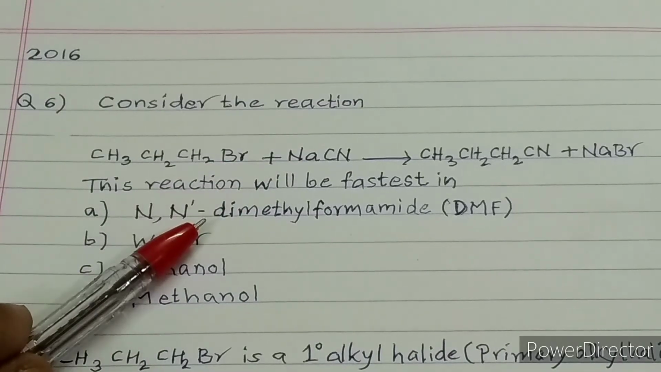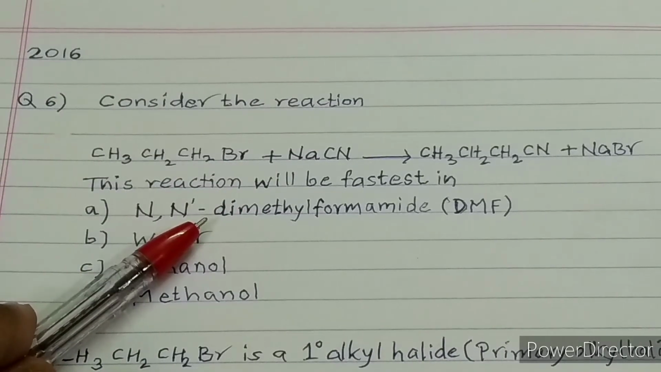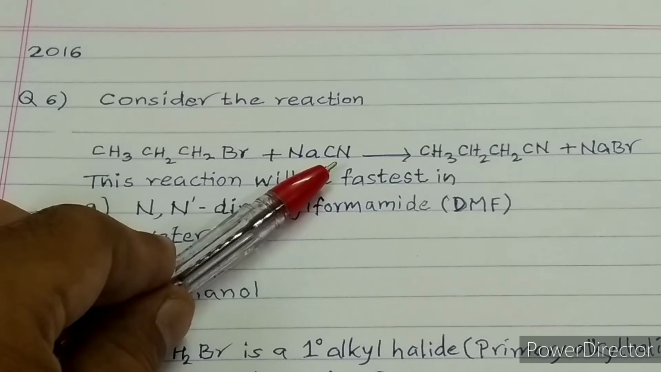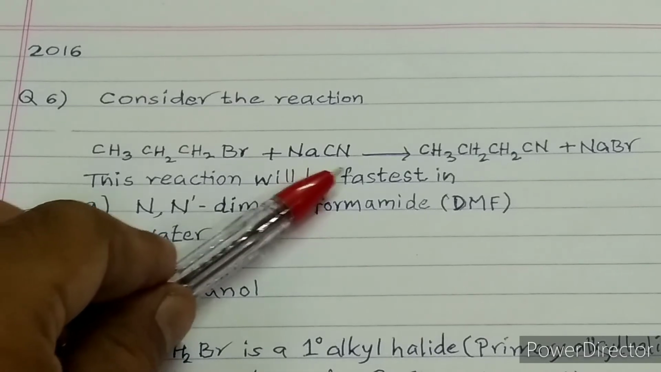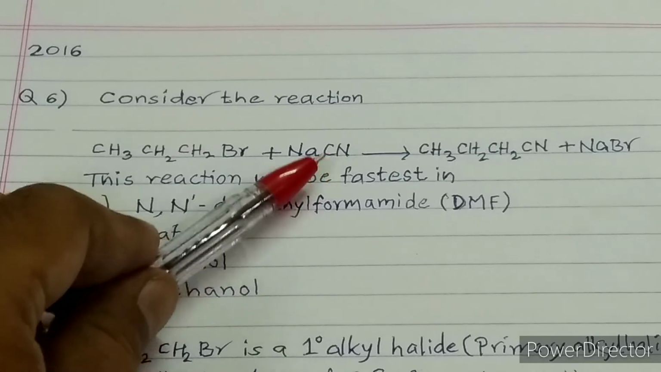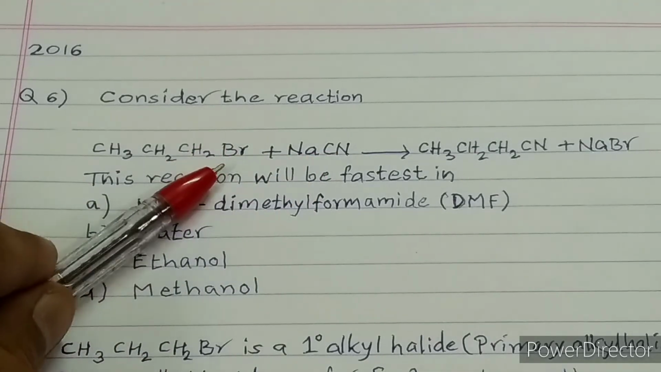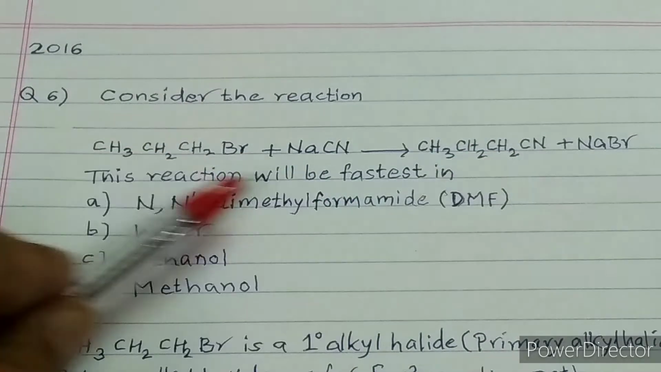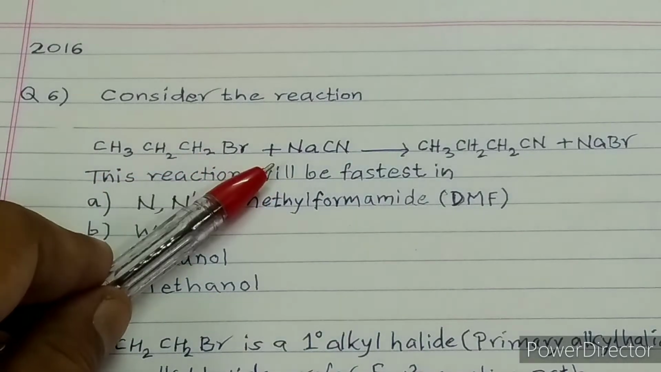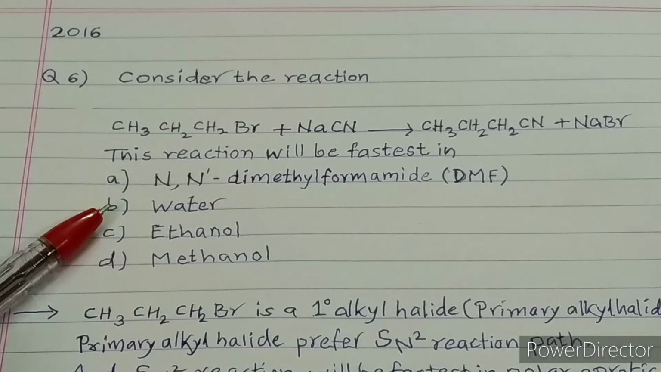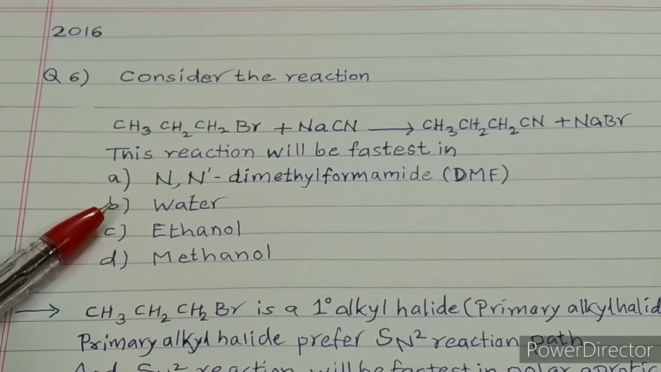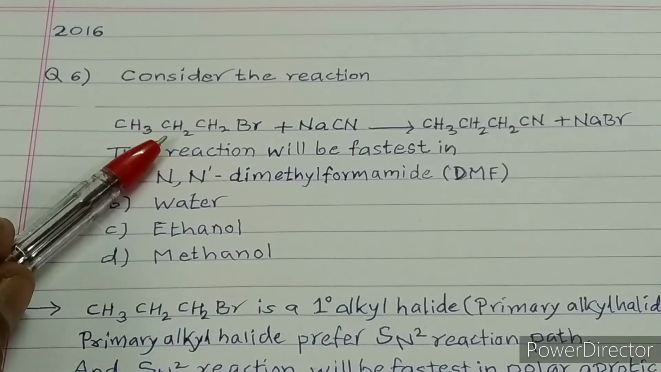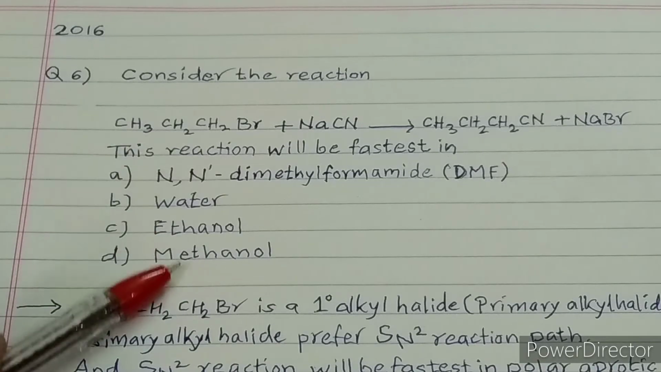To solve such type of questions, first of all, we have to decide what type of reaction this is. If you look at the reactant side, the CN- is a nucleophile. And this is a nucleophilic substitution reaction because CN- is replacing the Br and we are getting the nucleophilic substituted product. There are 2 types of nucleophilic substitution reactions, SN1 and SN2. Now we have to decide whether this reaction is SN1 or SN2, then we can proceed to find the answer.